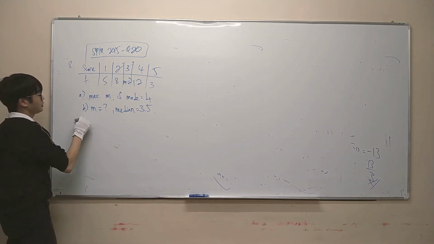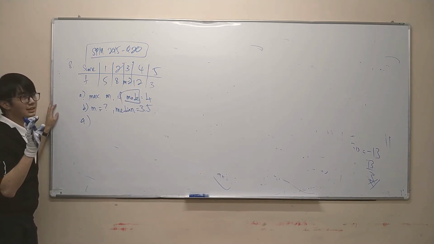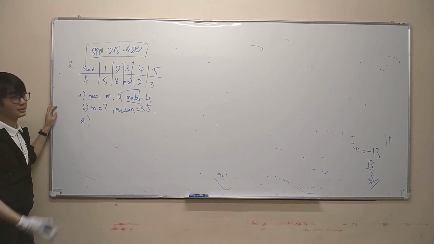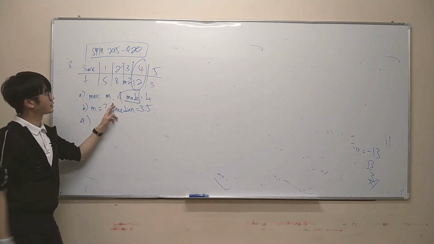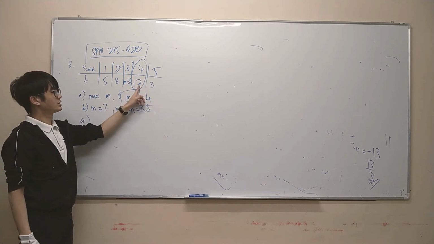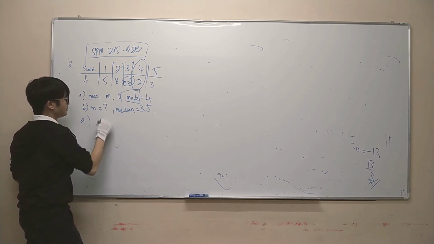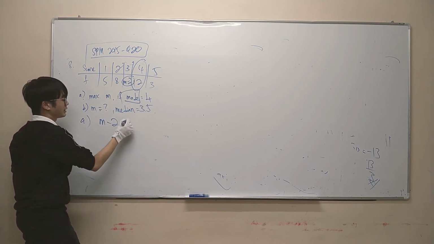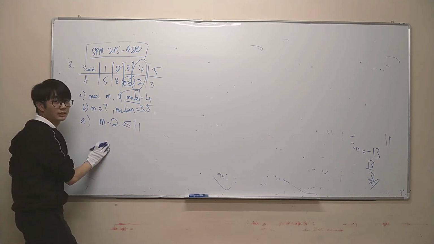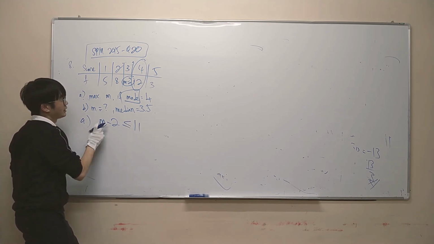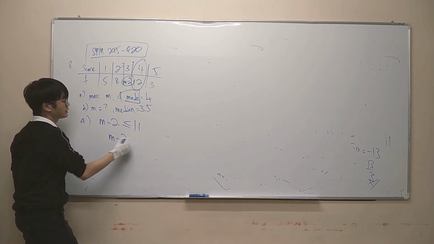Alright. So A, how to find maximum value of n if mode is 4? Mode means the score with the highest frequency lah. So in this case, which is the score with the highest frequency? This one. They say mode is 4, right? So this is the highest frequency. So what's the maximum value of n? It means that n minus 2 has to be smaller than or equal to 11.